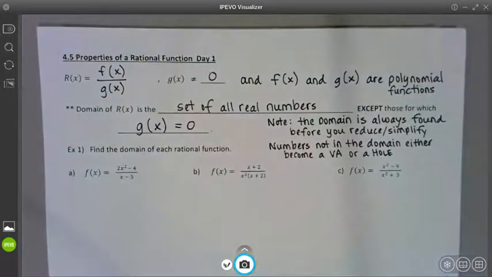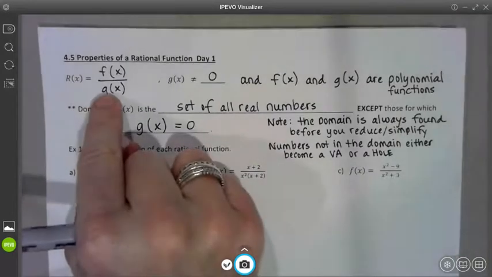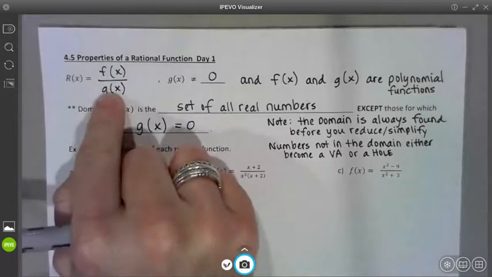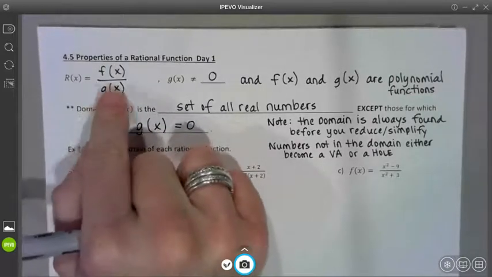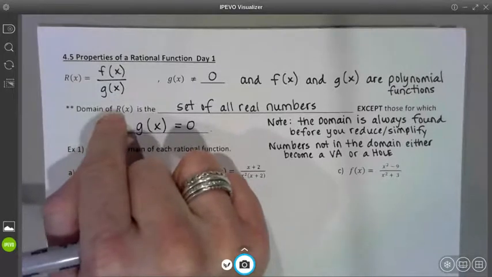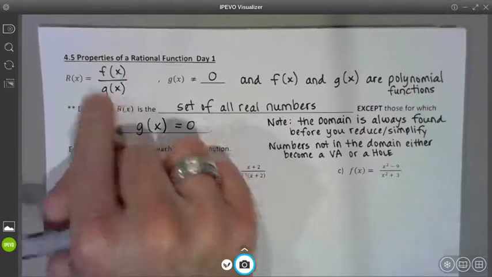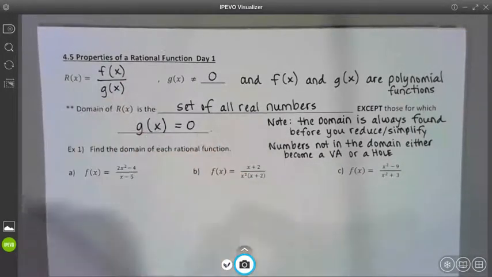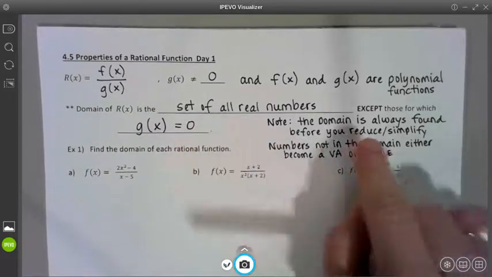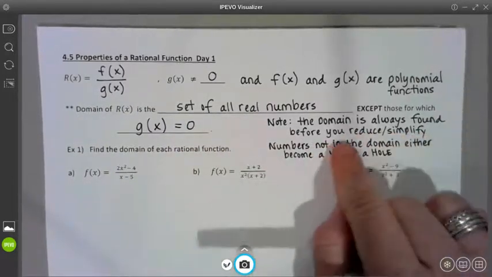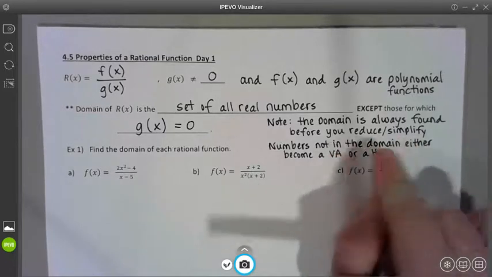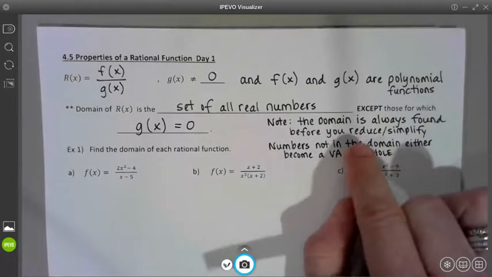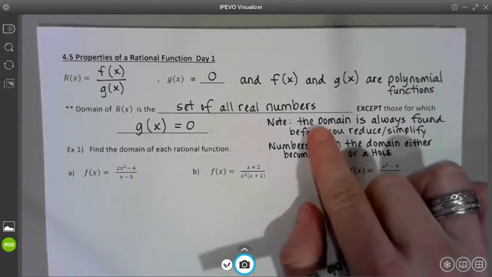Any number that makes the bottom function equal 0 will not be in the overall domain of the rational function. Just to make a note, since the rational function is, at the end of the day, a glorified fraction, we always look to reduce fractions to their simplest form so that they are at their easiest to work with. So we are going to be taking these rational functions and reducing them. But I want to make a note: the domain is always found before you reduce or simplify. So before you cross anything out and cancel it and reduce it, the domain is always found before that.